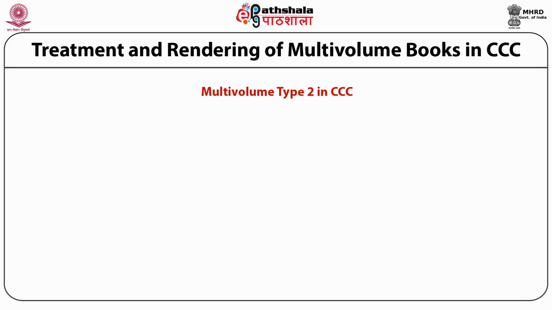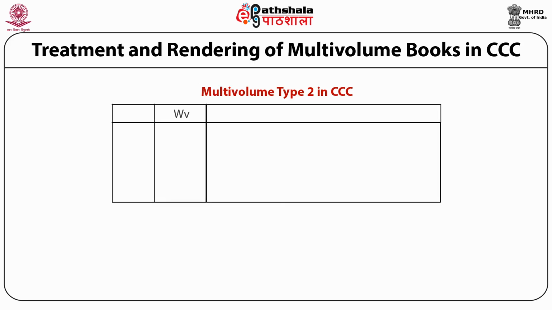Multi-volume type 2 in CCC. In the shown entry, the first section is the leading section, in which class number and book number are recorded as per prescribed rules. In the second section, the heading section has been recorded as per normal rules. In the third section, Masters of Political Thought, B1-2- indicates that out of all the volumes, only volumes 1 and 2 are published and the work is in progress.